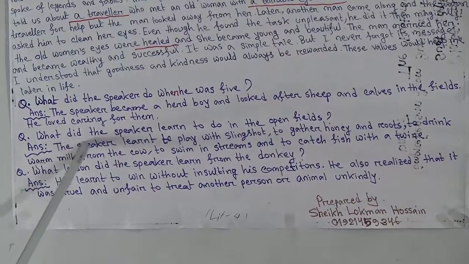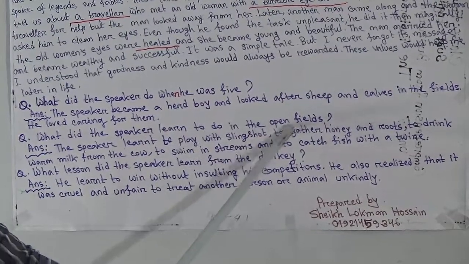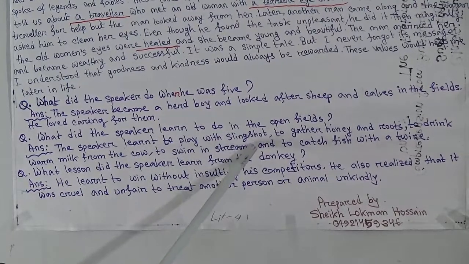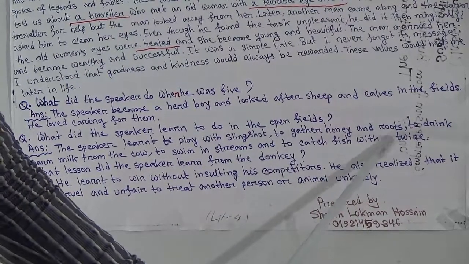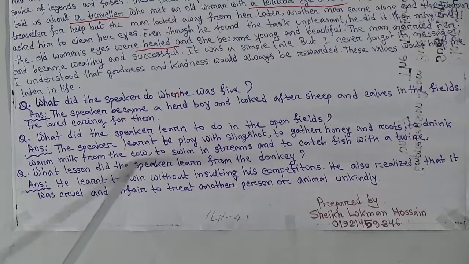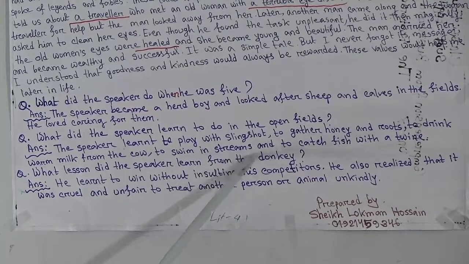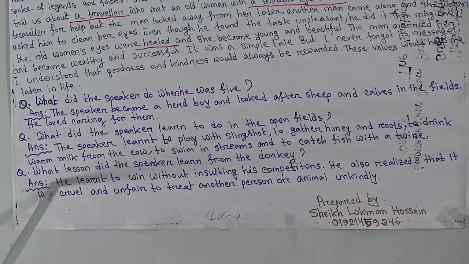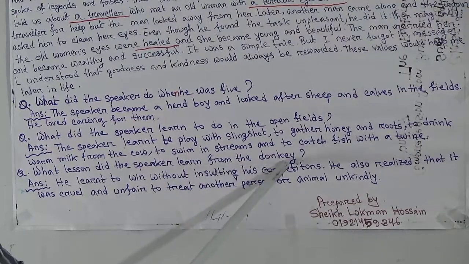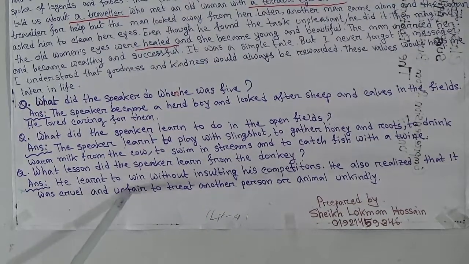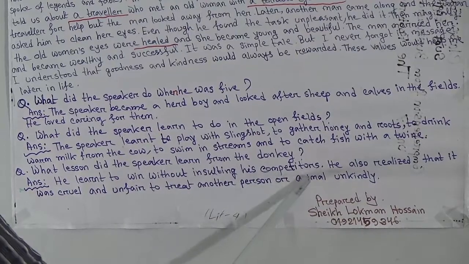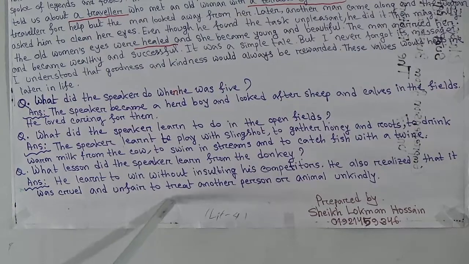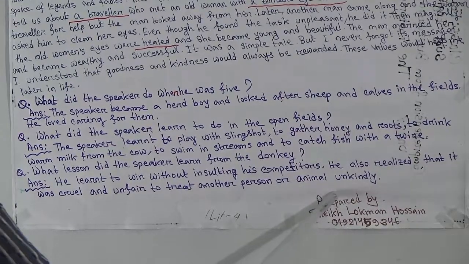Number 2, what did the speaker learn to do in the open fields? The answer, the speaker learned to play with a slingshot, to gather honey and roots, to drink warm milk from the cow, to swim in streams, and to catch fish with a twine. Number 3, and the last one, what lesson did the speaker learn from the donkey? Answer, he learned to win without insulting his competitors. He also realized that it was cruel and unfair to treat another person or animal unkindly.